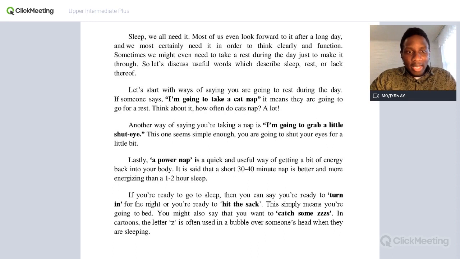Now, the letter Z is often used in a bubble over someone's head. And if you notice when you're chatting with people, there's this emoticon in your phone, a smiley with shut eyes and a lot of blue Z's. This is what appears when you tell someone good night. So, to catch some Z's means when they're sleeping.